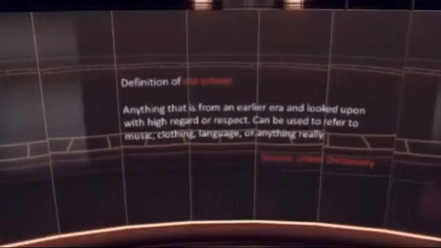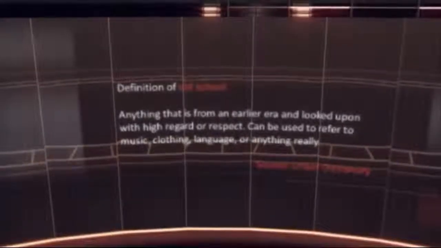I found this in Urban Dictionary. And for those of you who do not know about this, it's a wonderful translator for digital immigrants so they can understand all the strange words digital natives throw around these days. So when I went to their site and I did a search for old school, I got this. It's anything that is from an earlier era and looked upon with high regard or respect. And it can be used to refer to music, clothing, language, or anything really.